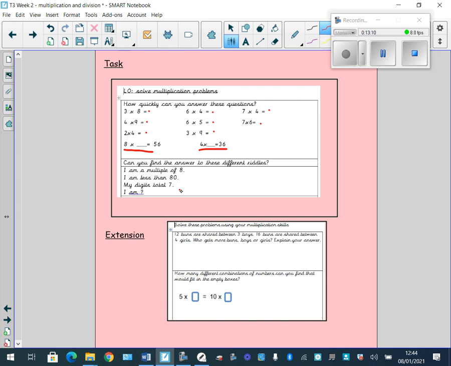If you're feeling brave and feeling like a challenge, move on to the extension, which you can find on the website.